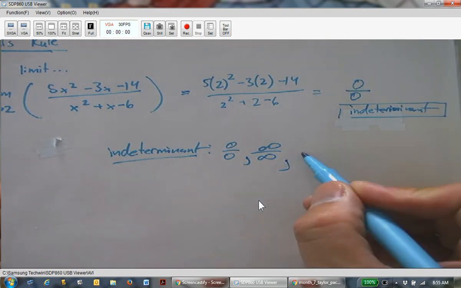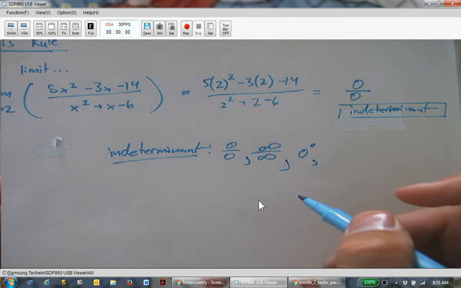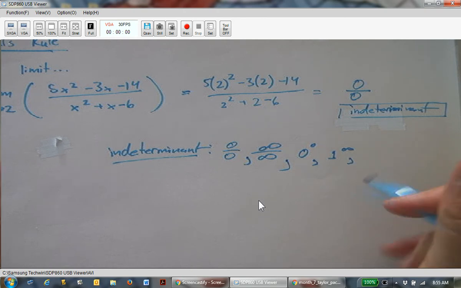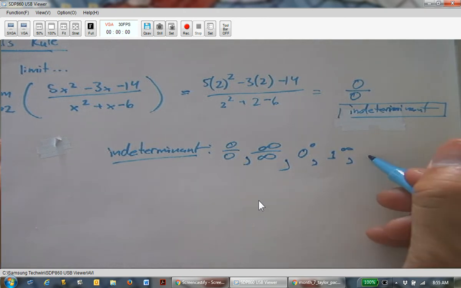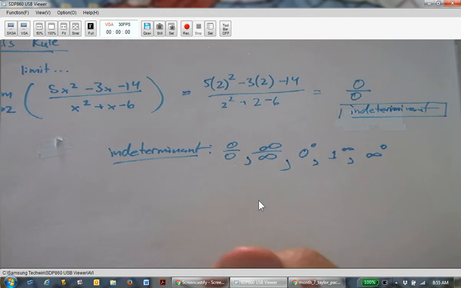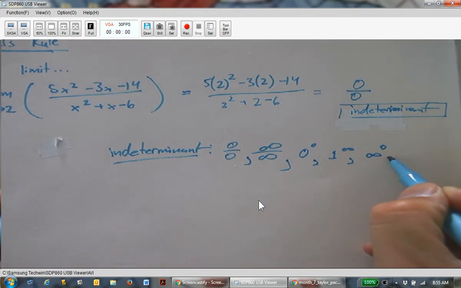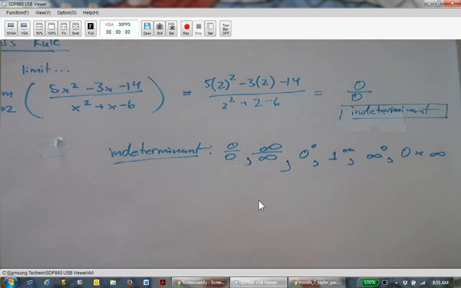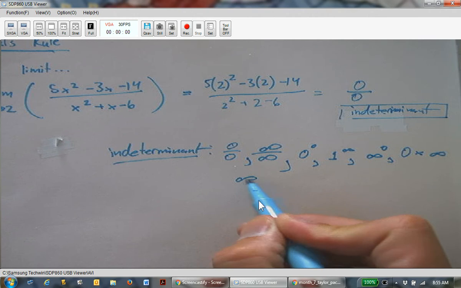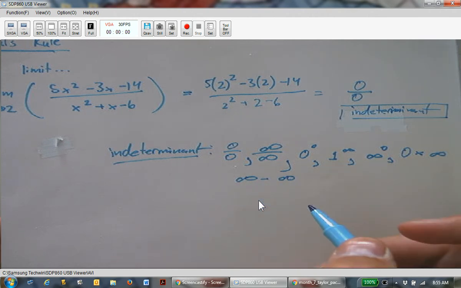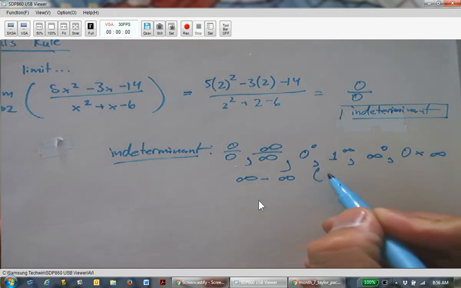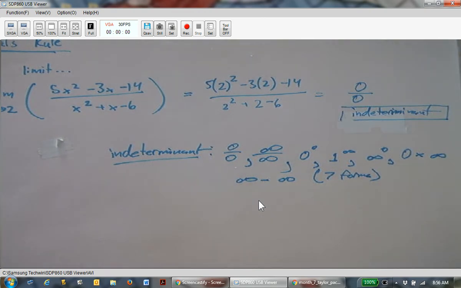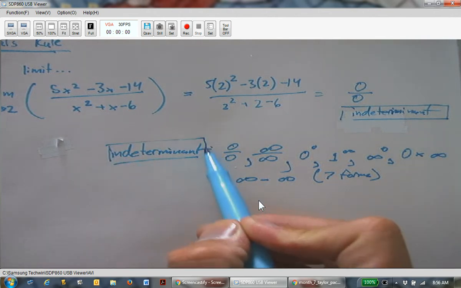Let me see, what else? If you have 0 to the 0 power, you are indeterminate. No idea what you're saying. If you have 1 to the infinity power, go home. I don't know what's going on. If you have infinity to the 0 power, you are indeterminate. 0 times infinity, fine. And infinity minus infinity, I get what you're saying, but no. So we have 7 different forms.